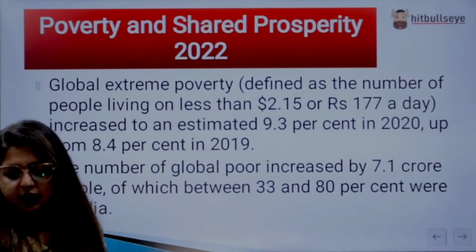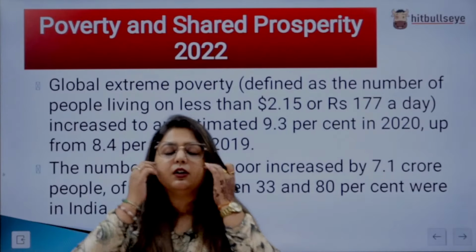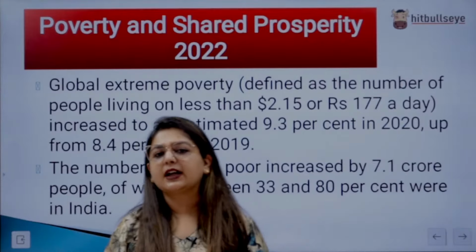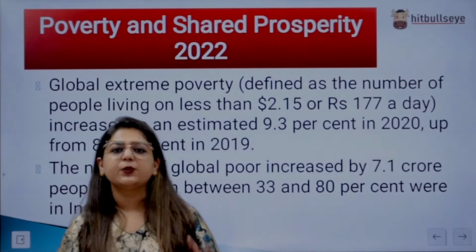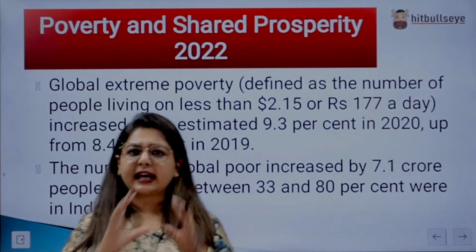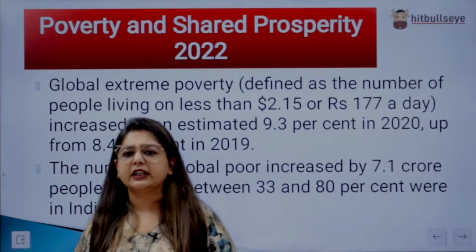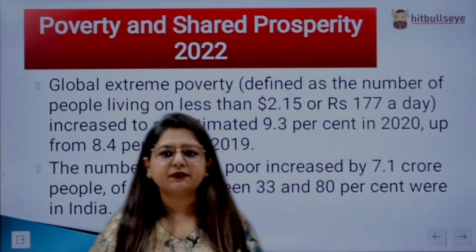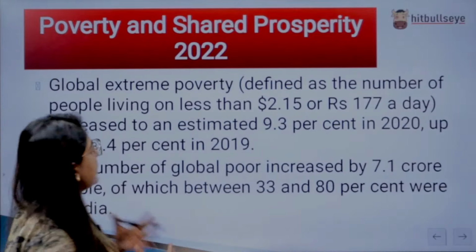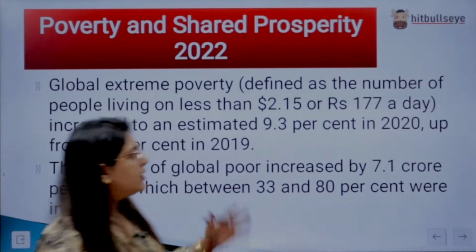So next, I was just about to mention that even the World Bank has come up with such a report called Poverty and Shared Prosperity 2022. This report came out in September, and it is very similar to the multidimensional poverty index. However, the World Bank defines the poor as the number of people living on less than $2.15 a day.